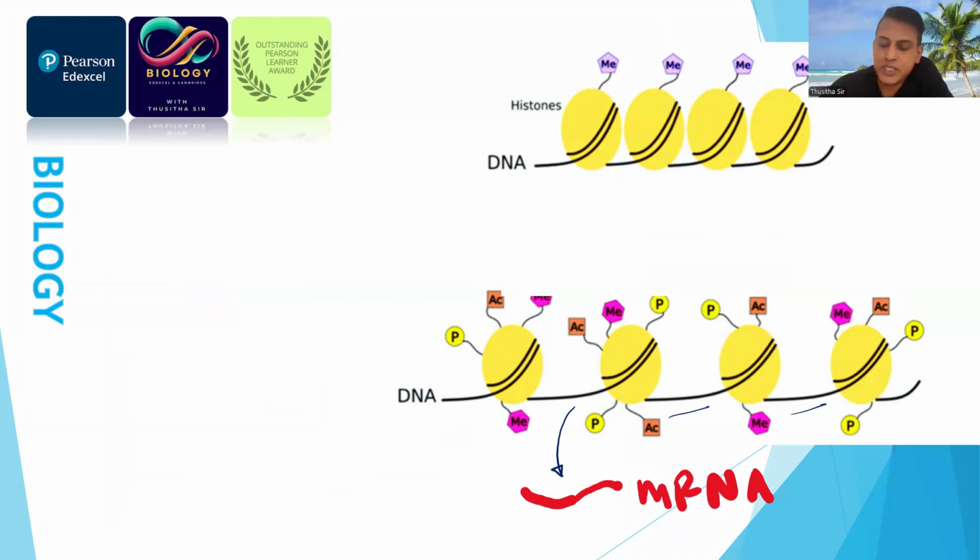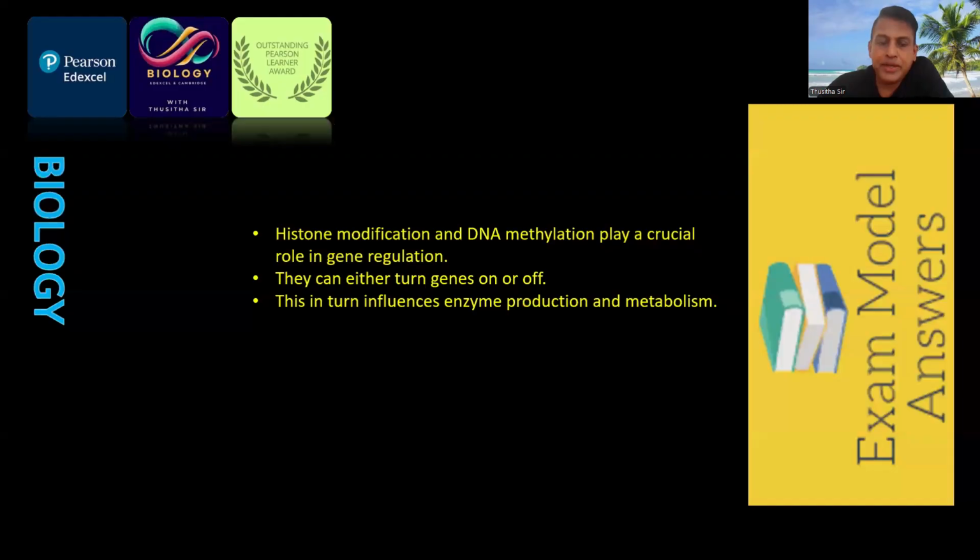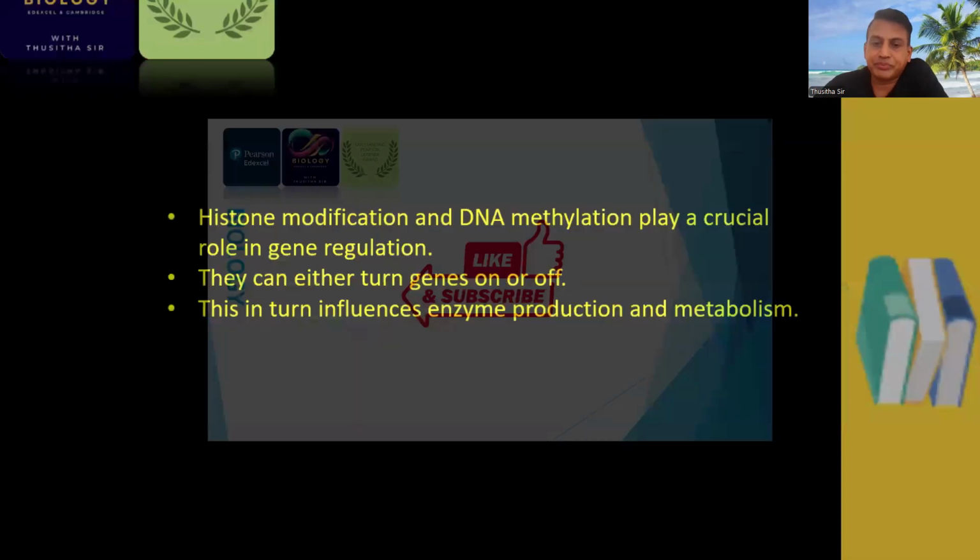This causes epigenetic modification. Histone modification and DNA methylation play a crucial role in gene regulation. They can either turn genes on or off. This in turn influences enzyme production and metabolism. So then the whole metabolic reactions can be changed if this protein comes into action.